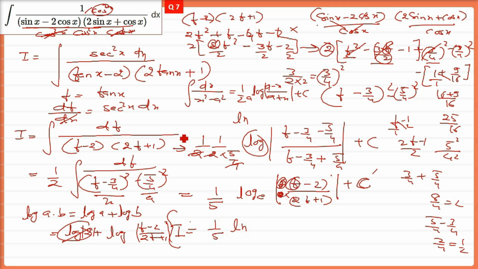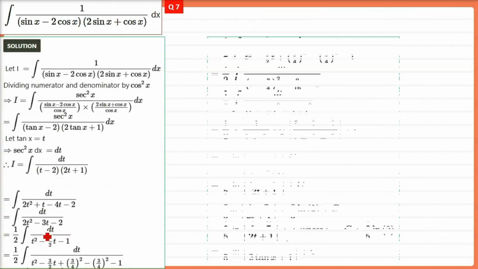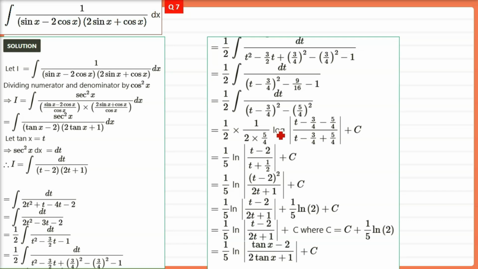And this t will be replaced by what did we take? It was t equals to 10x. So now replace this t by 10x. So it will be (10x minus 2) divided by (2 into 10x plus 1). And this is the modulus sign, plus the c. You can just write it as a capital C, because it's again a constant. That's your answer. So this is the formal way of doing it. You have to do this one.